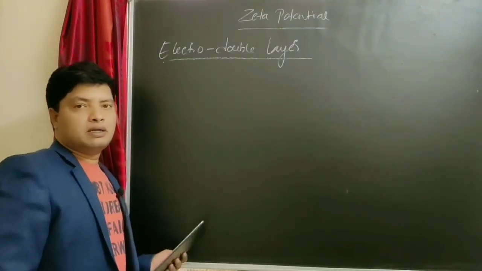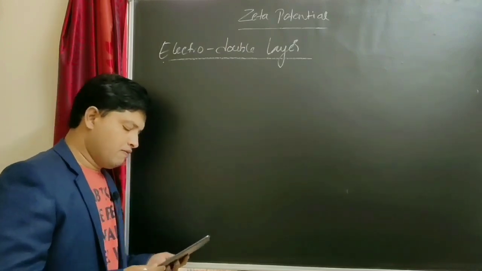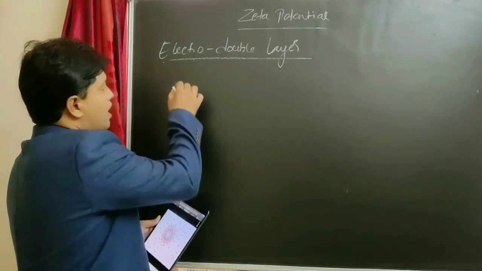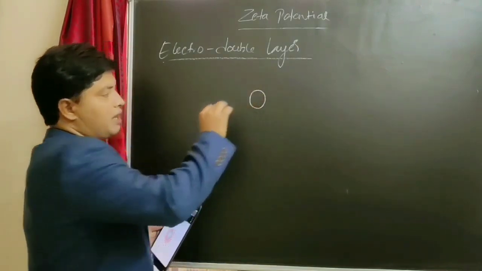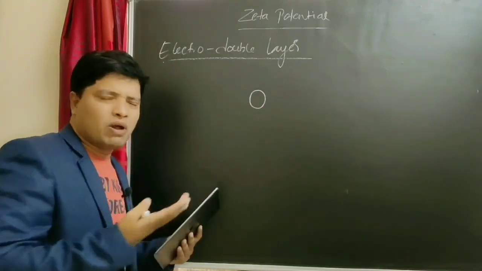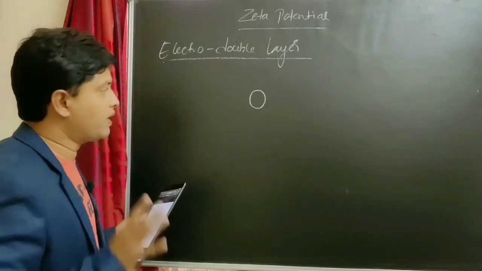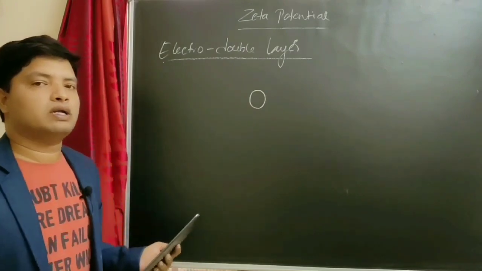Once the particle gets the charge, now there will be a formation of electrical double layer. We'll try to see how that electrical double layer is going to form. Let's say I have a particle. I am introducing this particle into water. Let's say the particle may be in colloidal size or it may be in suspension, like a coarse size.